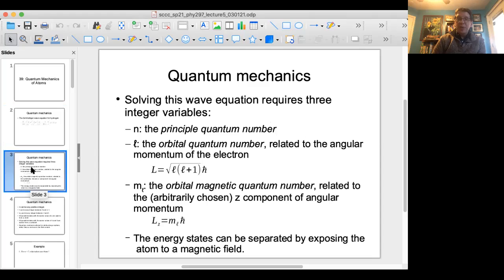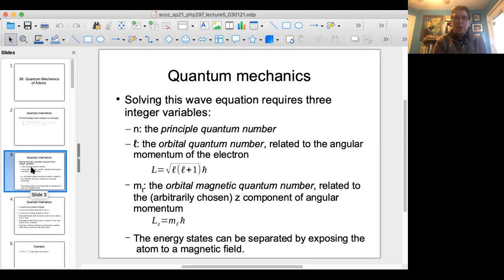So solving this equation requires three integer variables. The first is n, the principal quantum number, which is basically the same n that Bohr found. But there are additional quantum numbers that you need, and you don't really notice them until the atom is exposed to a magnetic field.